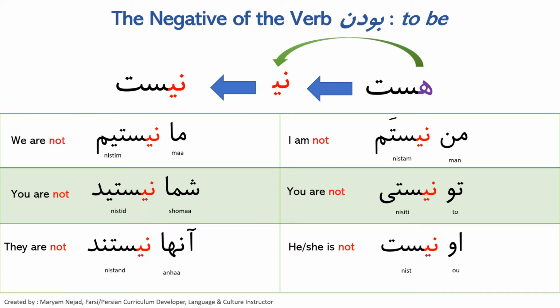Now let's go over the negative. For the negative, the letter he in the present stem gets replaced by ni. So hast becomes nist. So here it's going to read من نیستم، تو نیستی، او نیست، ما نیستیم، شما نیستید، آنها نیستند.